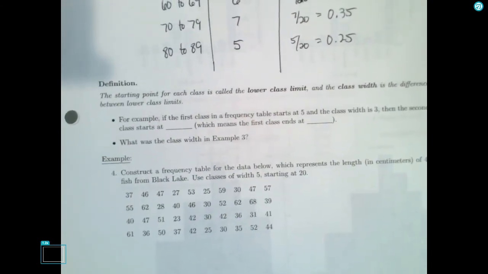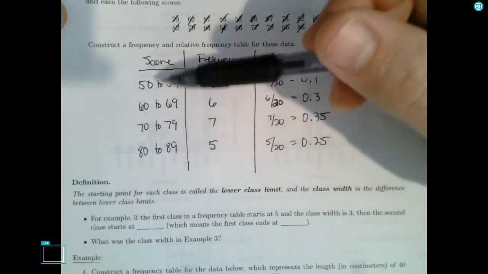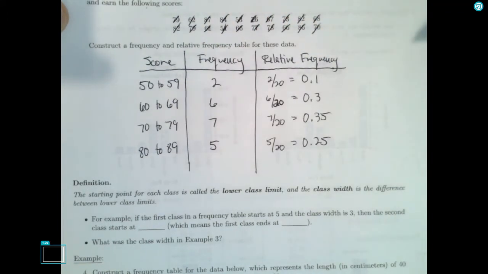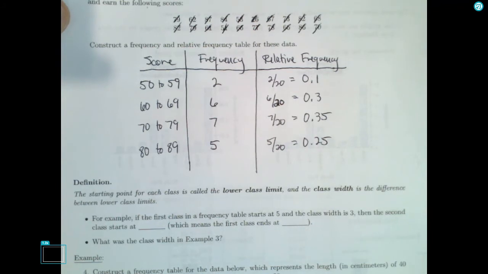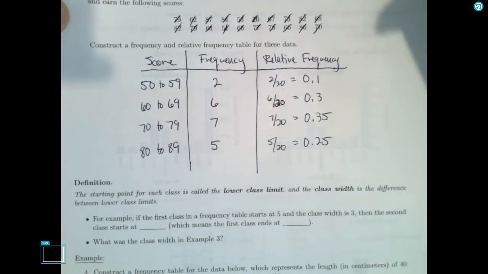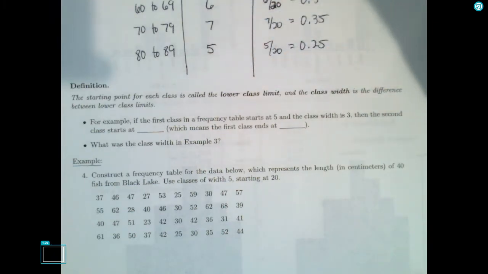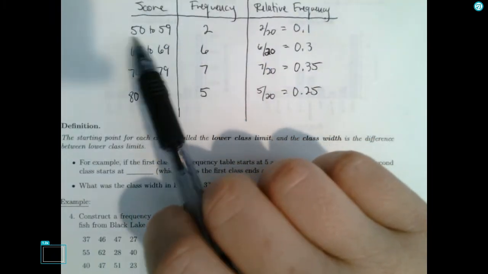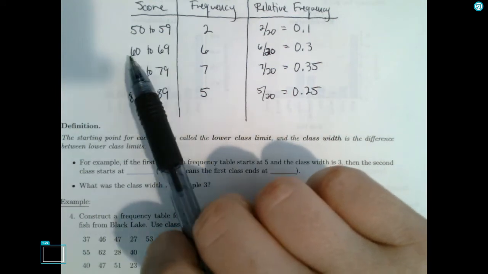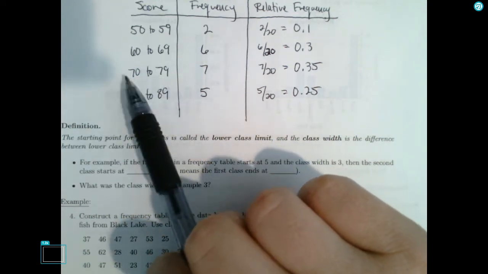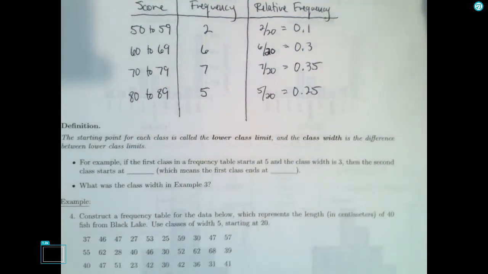Sometimes on some problems you might be told, so like here we just chose to go by tens, but on some problems you might be told don't go by tens, go by threes or something, right? So we need to know what language they're going to use when they ask us to do this kind of stuff. So here's the language they're going to use. So the starting point for each class is called the lower class limit. So like the lower class limit for this first class was 50, and the second class was 60, and the third class was 70, and the fourth class was 80, right? So that's the lower class limit.